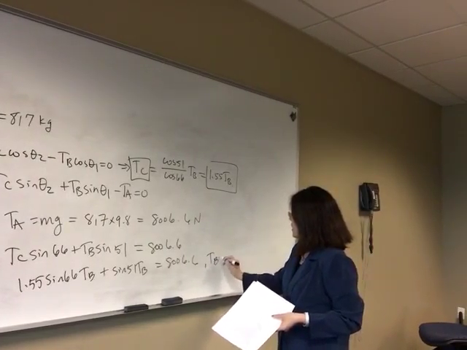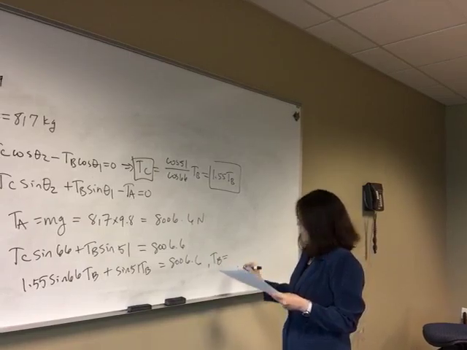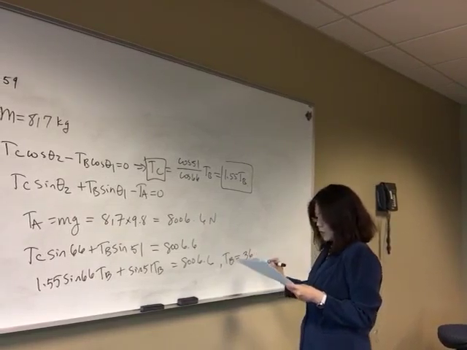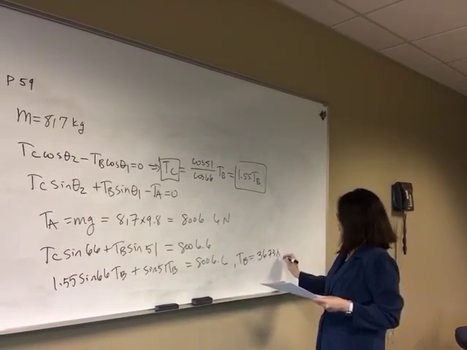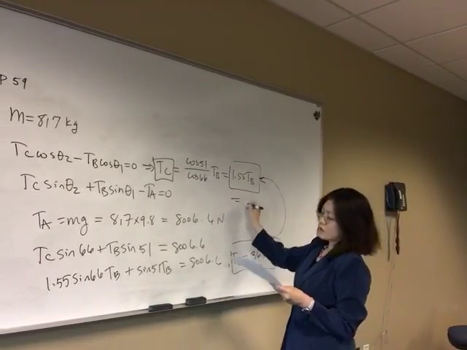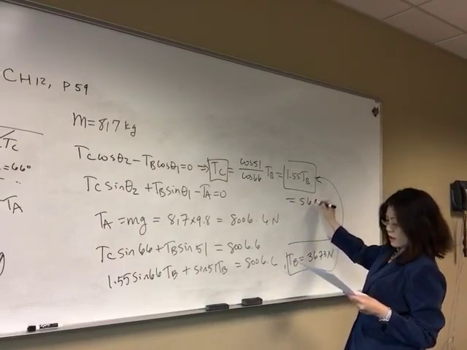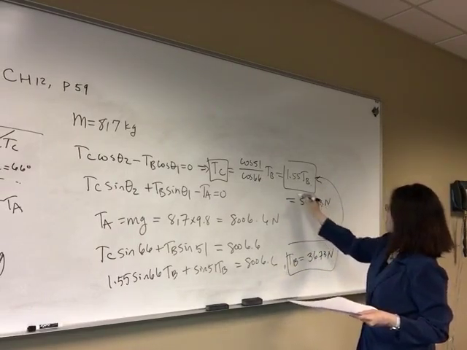After you plug into the calculator, your TB is 3,673 Newton. Once you have your TB, plug into this equation, then you can calculate your TC, and you should have 5,693 Newton. Okay?